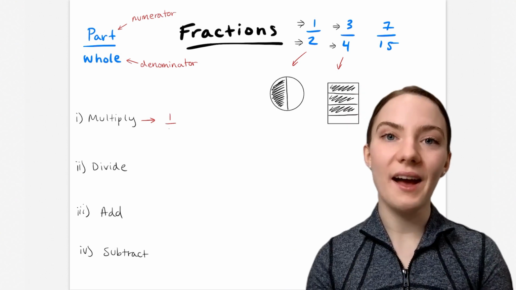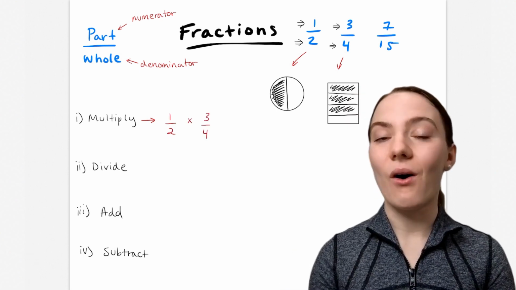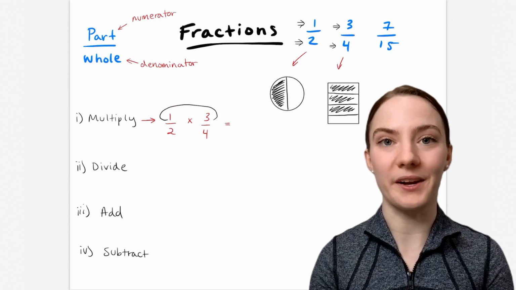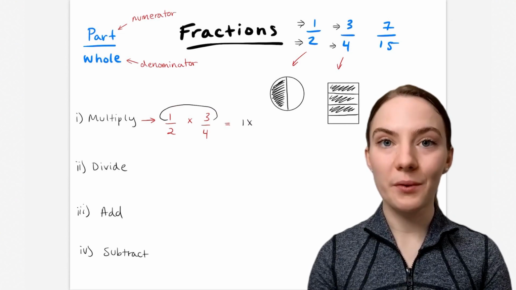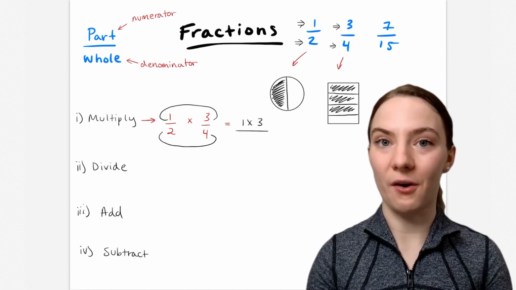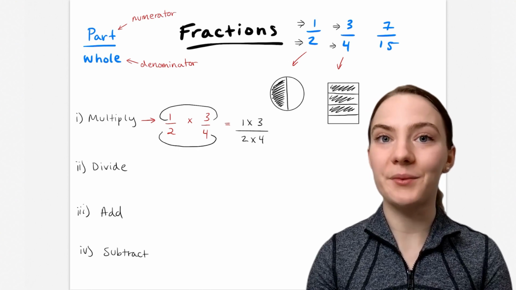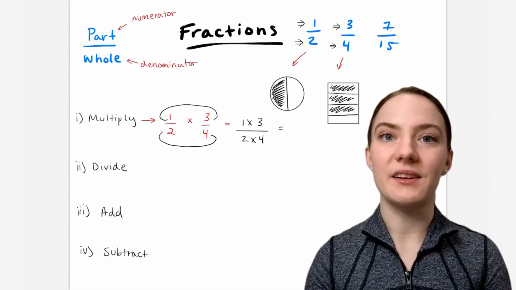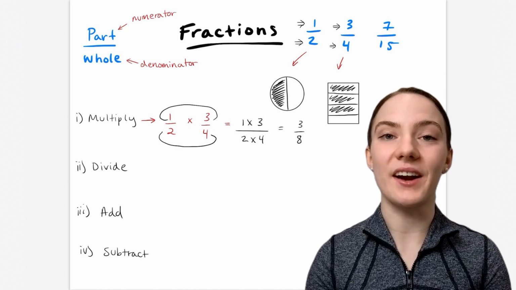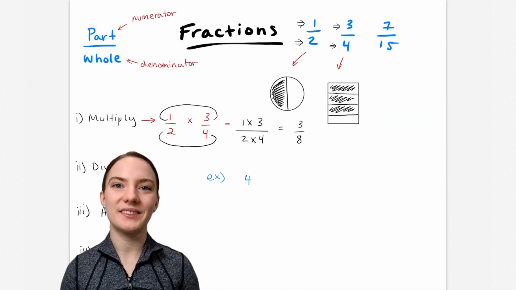So if we have 1/2 times 3/4, all we have to do is multiply the numerators and then multiply the denominators. When we multiply the numerators, we get 1 times 3. When we multiply the denominators, we get 2 times 4. 1 times 3 is 3, and 2 times 4 is 8, and so that gives us our answer, which is 3/8.